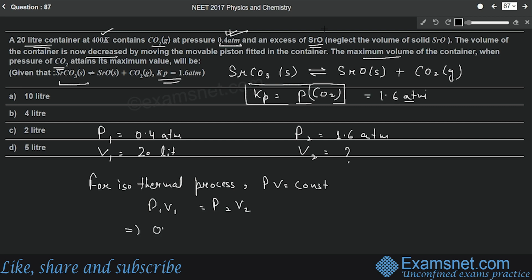P1 is equal to 0.4 atmosphere, V1 is equal to 20 liters, P2 is equal to 1.6 atmosphere, and V2 is unknown. So 0.4 into 20 will be equal to 8, divided by 1.6 will be equal to V2. On solving this, we'll get 5 liters. So the correct option will be option number D. The maximum volume of carbon dioxide is 5 liters. So option D is the correct answer.